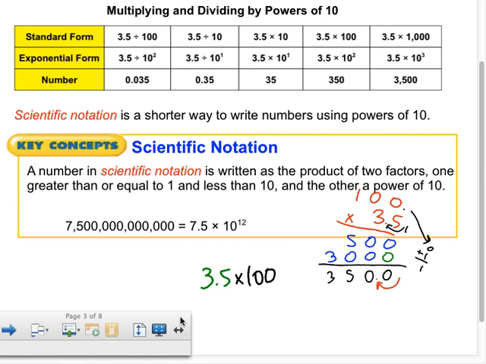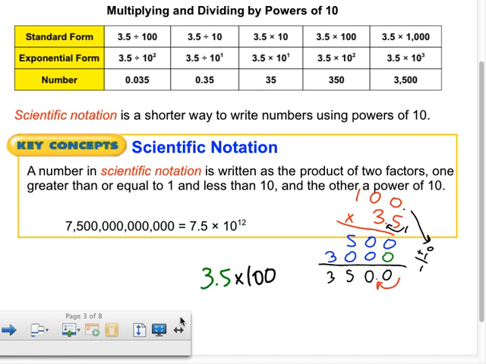Now with my answer, 350, where did it end up? How far from the 3? 2 places, which way? To the right. Okay, because I was multiplying, right? So 2 places to the right when I multiply. So if I divided by 100, which way would my decimal go? 2 places to the left. Okay, so when we multiply 3 and 5/10 by 100, we get 350. If we divided 3 and 5/10 by 100, do you see where my decimal ends up? It moves over 2 places to the left.